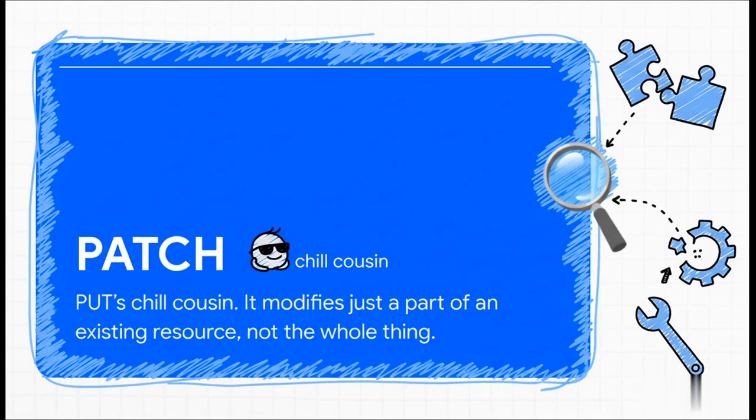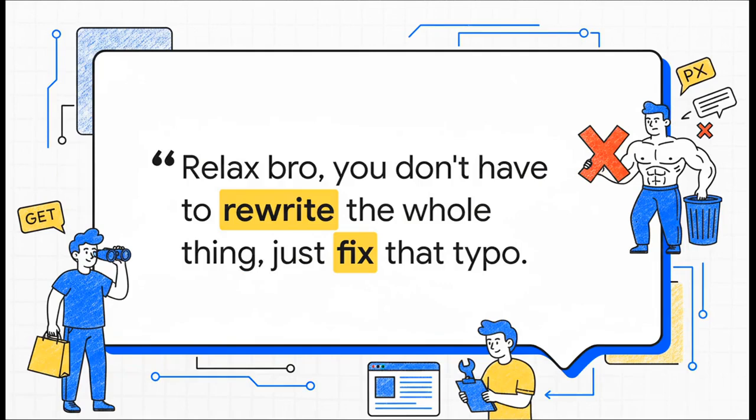PATCH sees PUT's whole replace-everything approach and is kind of like, dude, there has to be a better way. Its job is also to update, but it does it with surgical precision. And this is the whole philosophy of PATCH, right? Why rewrite an entire user profile just to change one little email address? PATCH lets you send only the piece of data you want to change. It's efficient, it's specific, and it saves a ton of unnecessary work.